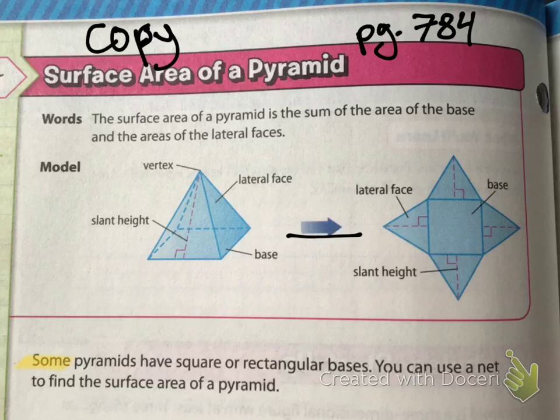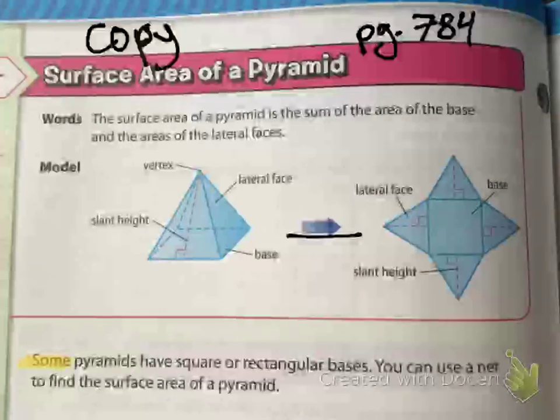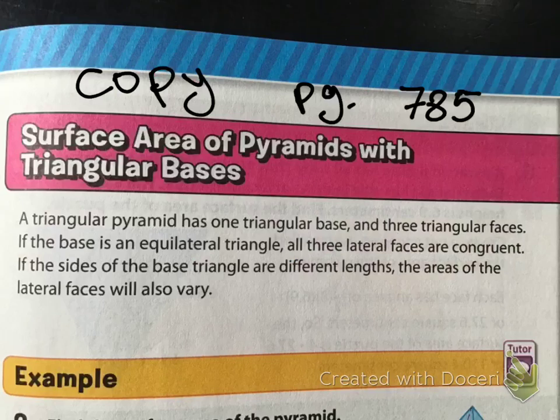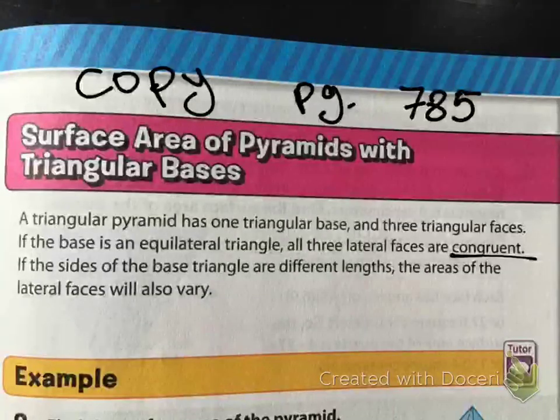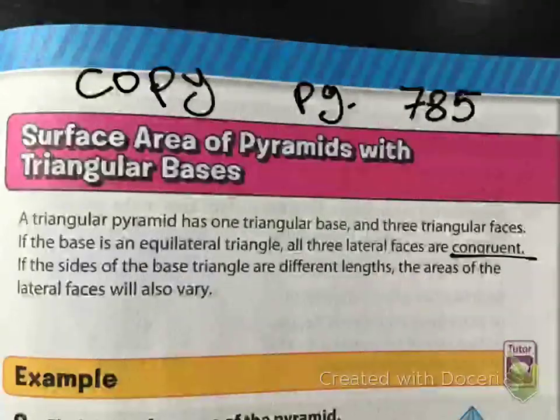Now, here's something that you really need to pay attention to. Some pyramids have a square or rectangular base. Notice it says some. I also want you to copy this down. A triangular pyramid has 1 triangular base and 3 triangular faces. If the base is an equilateral triangle, all 3 lateral faces are congruent. Congruent means equal. If the sides of the base of the triangle are different lengths, the area of the lateral faces will also vary. So those are the 2 types of triangles we have. Make sure you copy that into your notebook.